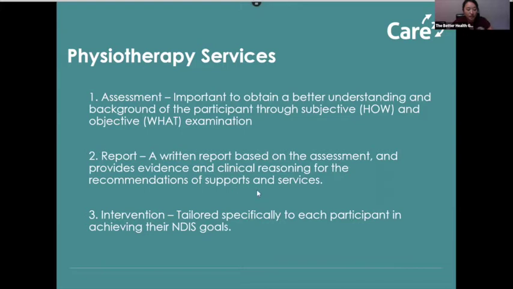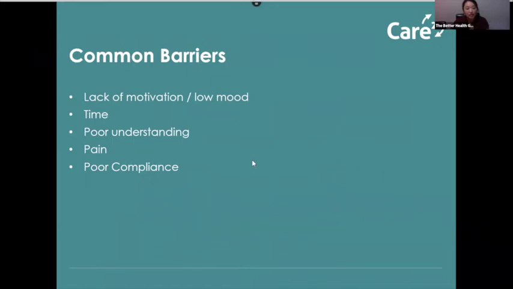So before we go through the factors for successful development and implementation of a physio program, it's important to note what the common barriers for intervention are. And I'm sure a lot of you can rattle off in your head some of the most common barriers. Definitely one of the most common ones would be lack of motivation and low mood. I mean, how many participants, or even friends, do we know who just lack motivation in wanting to do things.